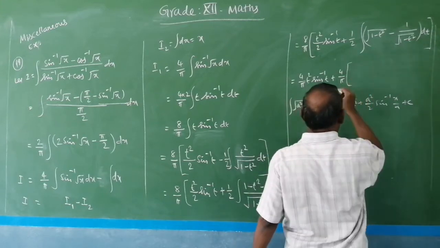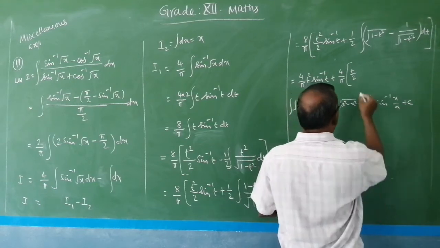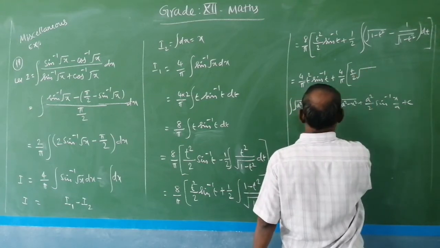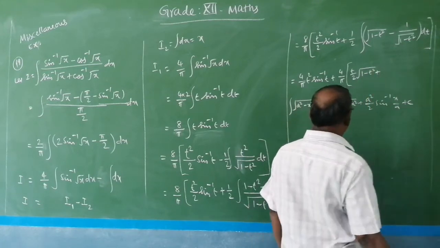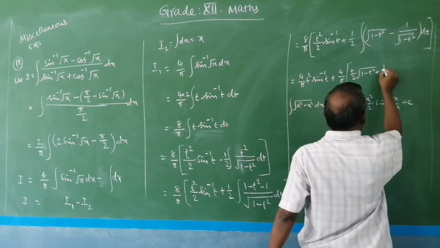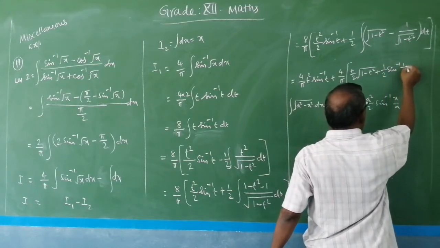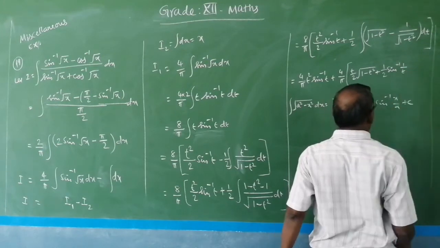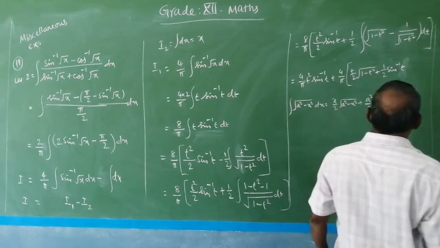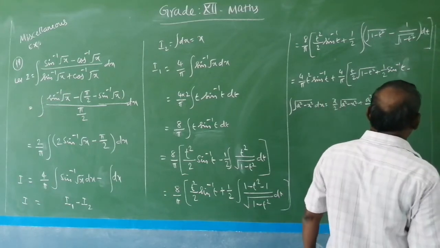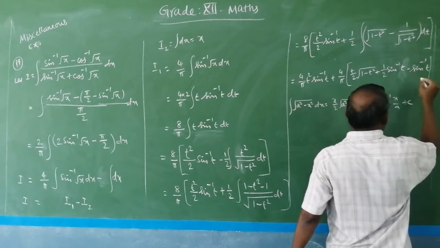So, accordingly, we can write for the first part, it is x by 2 means t by 2 and root of a square minus t square means root of 1 minus t square, plus a square by 2. A here is 1, so it is 1 by 2 into sin inverse of x by a, means t by 1, sin inverse of t, and minus 1 by root of 1 minus t square equal to sin inverse of t, again sin inverse of t.